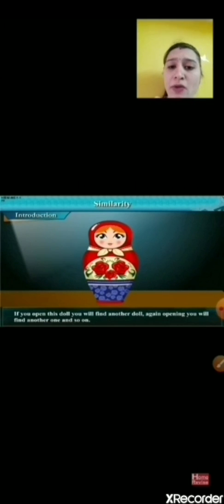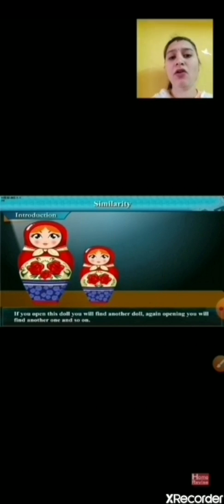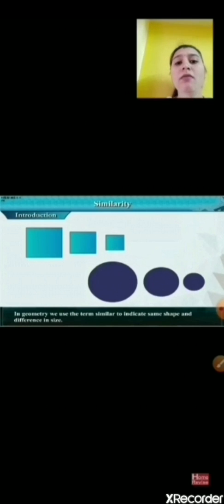Students, you must have played with this type of doll in your childhood. If you open this doll, you will find another doll. Again opening, you will find another one, and so on. You will see that all these dolls look exactly similar with each other. The only difference is their size. In geometry, we use the term similar to indicate same shape and different in size.